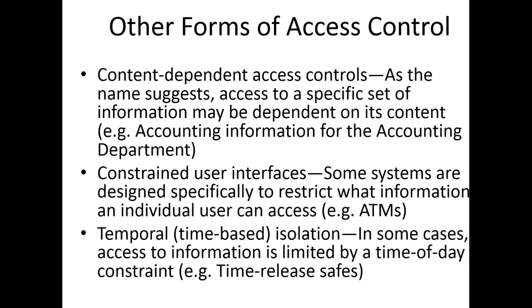Now let's look at other forms of access control. The other form of access control is content-dependent access control. In content-dependent access control, access to a specific set of information can depend on its content. For example, the marketing department needs access only to marketing data, accounting might need access to the accounting data, and so forth.